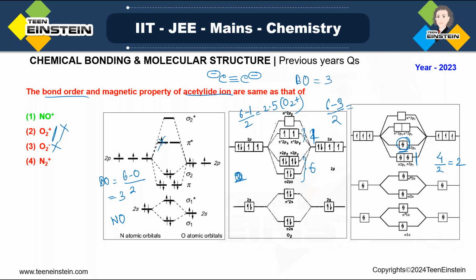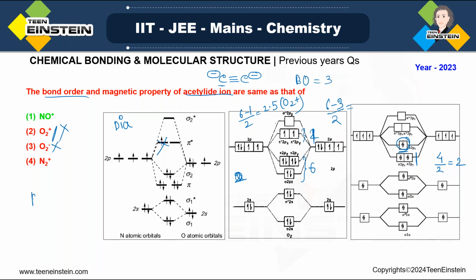Now just check why it is saying magnetic property. So in this case, when it is NO plus, that means this electron is not present. This is basically diamagnetic, isn't it? Because we have all the paired electrons. Now, what about the acetylide? Acetylide means what? For each carbon, what we know, it is 2s2, 2p2. Just focus on the p.